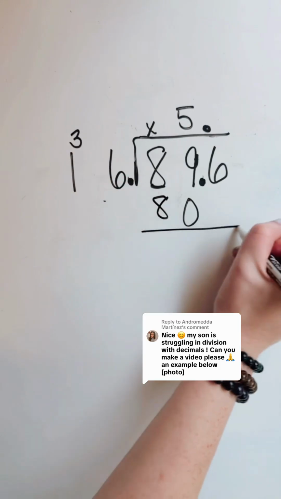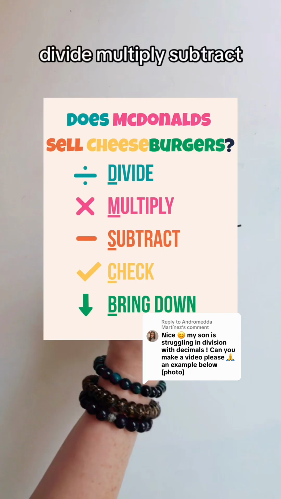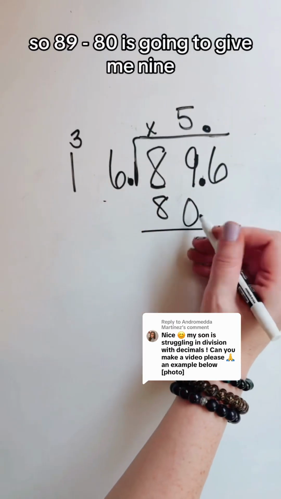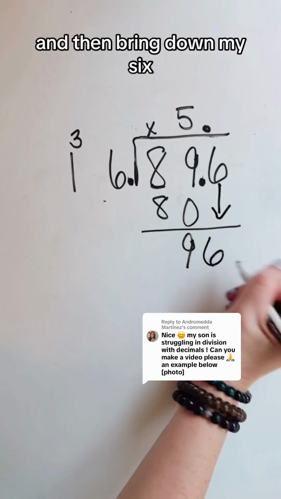That works. Divide, multiply, subtract. So 89 minus 80 is going to give me 9. And then bring down my 6.